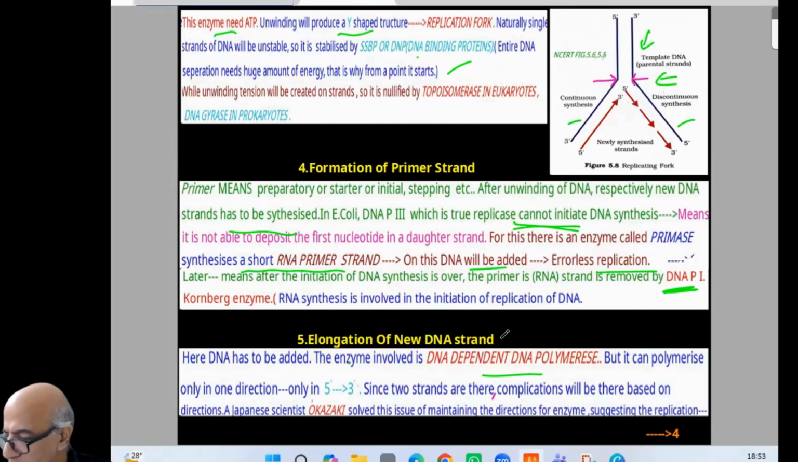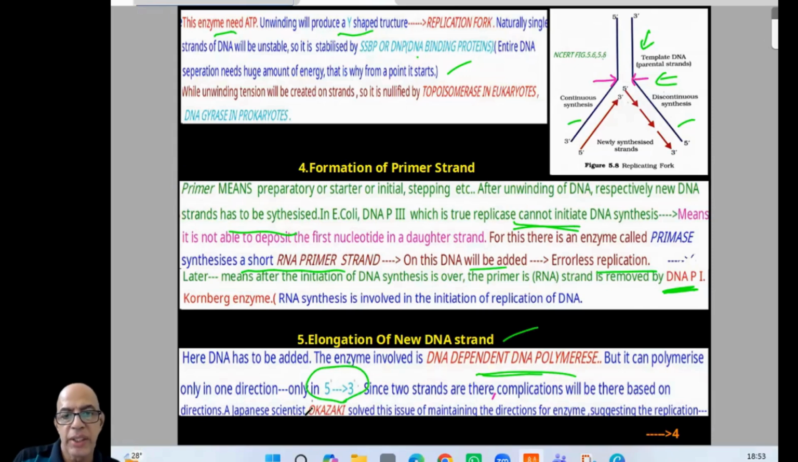Now, elongation of a new DNA strand. Here, DNA has to be added. The enzyme involved is DNA-dependent DNA polymerase. But it can polymerize in only one direction, that is only 5' to 3', that is the rule. Since two strands are there, complication will arise, because one is 5' to 3', the other will be 3' to 5'. So how was this issue solved? It's a real big headache in molecular biology. Finally, a Japanese scientist called Okazaki solved this issue by giving an idea, maintaining the direction for the enzyme, suggesting the replication. That is why this diagram clearly shows it.